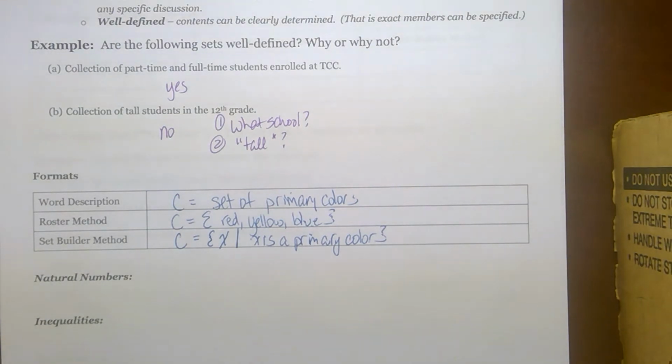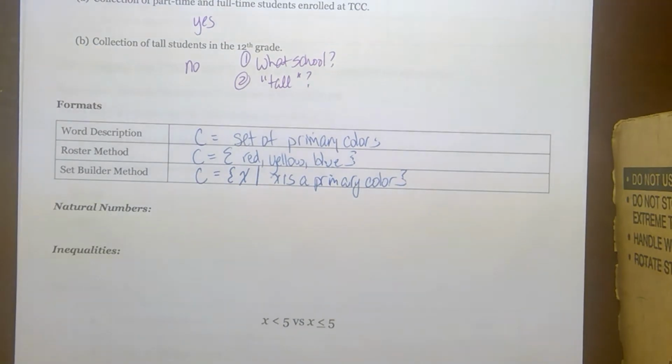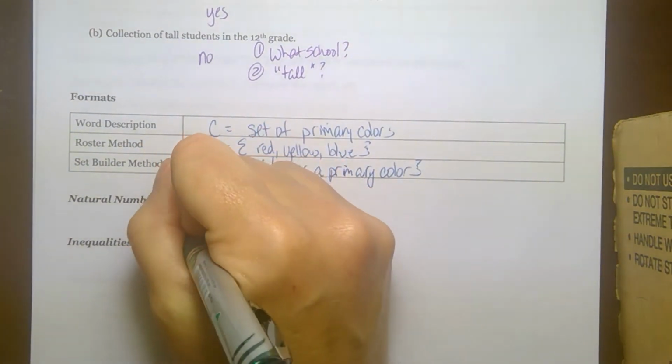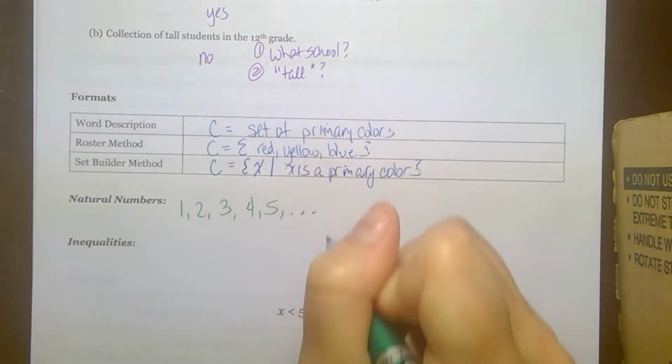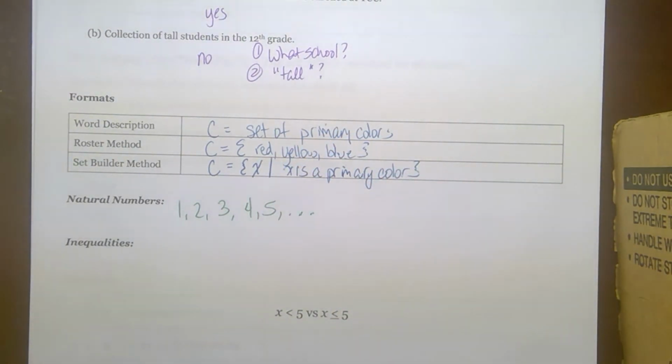Okay, now just to remind you, the set of natural numbers are my counting numbers. I start with 1 and I keep going on by adding on 1 forever, ellipsis. It's an infinite set.